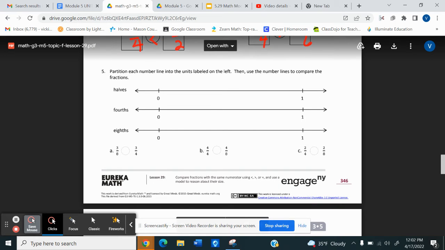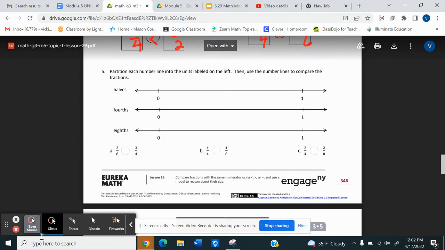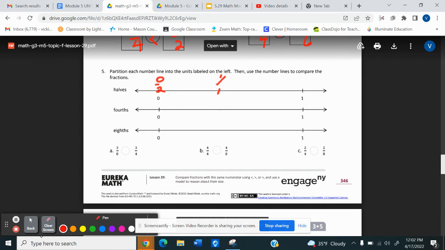Okay, it says, partition each number line into the units labeled on the left, then use the number lines to compare the fractions. All right, here we go. So we are going to label it in halves. So here we go. We have, remember, 0 halves. In the middle, we have 1/2, and we have 2 halves.